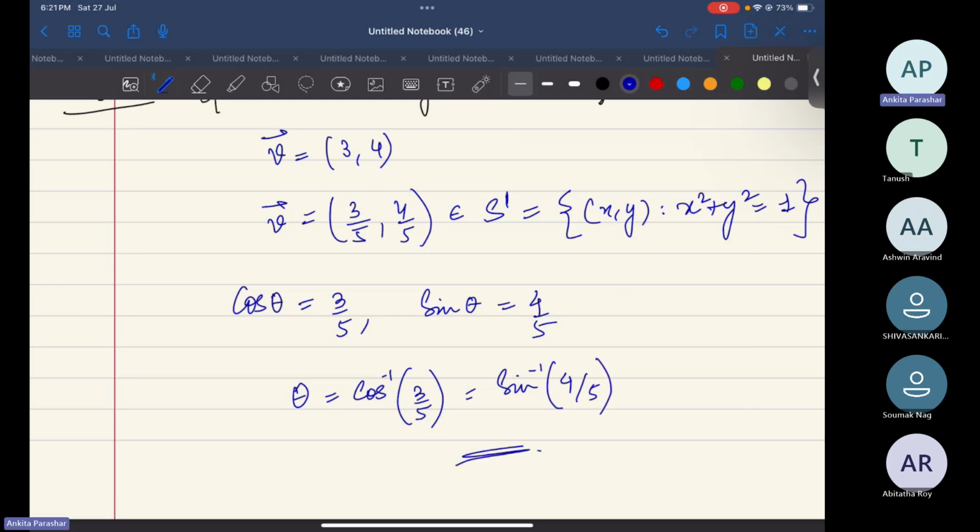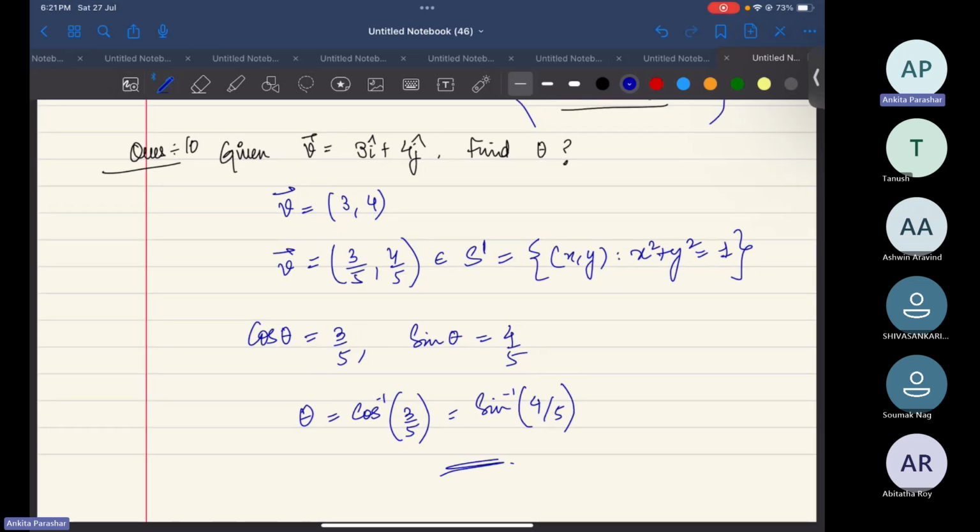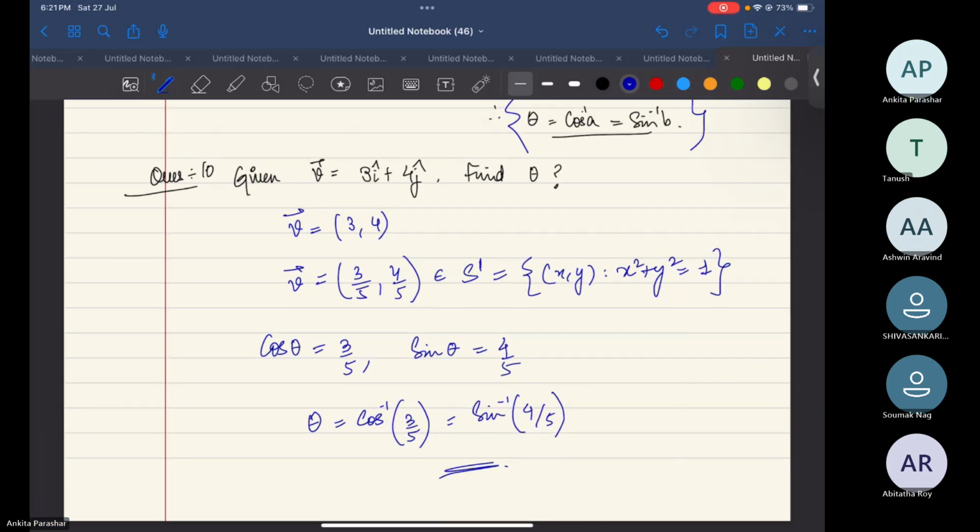Okay, we can just leave it simply here. We don't know what these values are. So idea wise, it's okay, right? That is how to compute the angle.